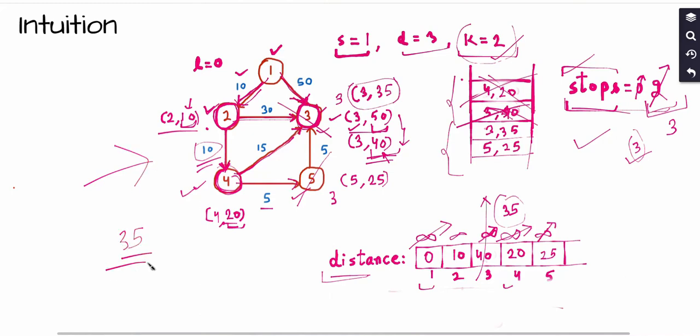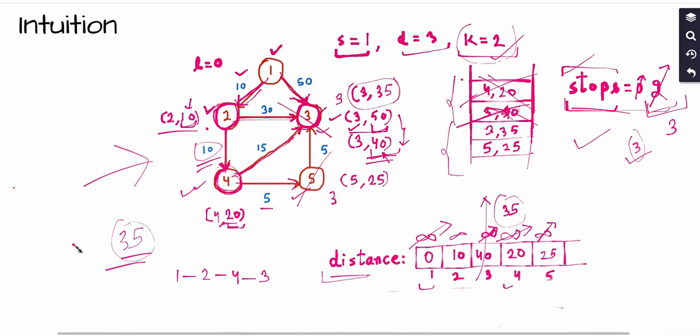The most optimal path to move from the source city to the destination city, that is from 1 to 3, would be to move from 1 to 2, then from 2 to 4, and finally from 4 to 3, with a cost of 35 units.